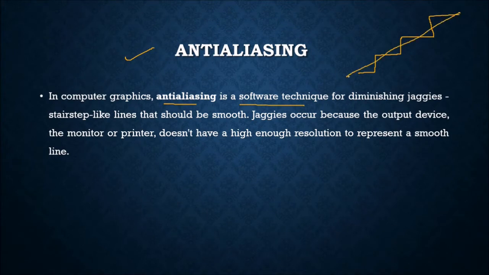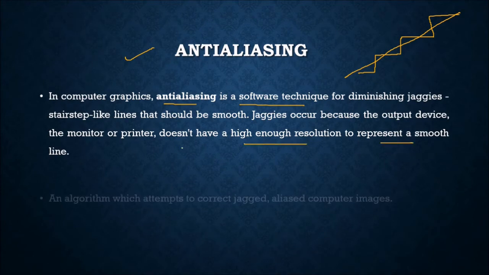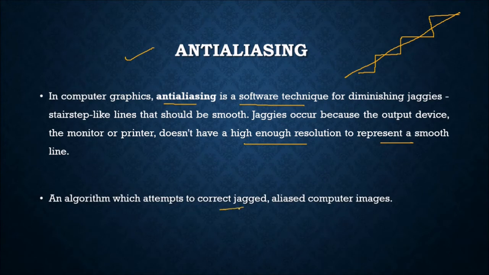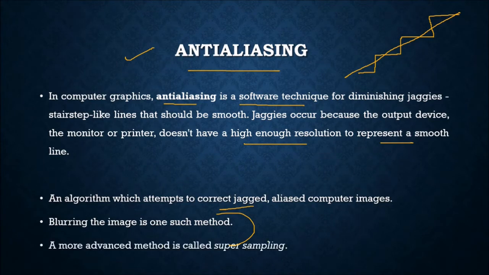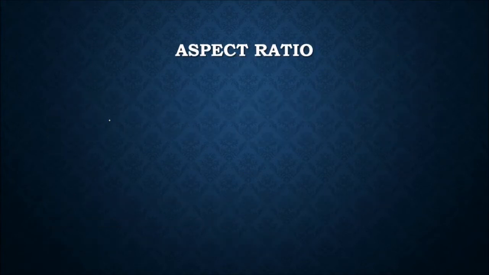It should be smooth. Jaggies occur because the output device, the monitor or the printer, doesn't have high enough resolution to represent a smooth line. So an algorithm which attempts to correct these jagged or aliased computer images by blurring the images is one such method, anti-aliasing. If the interviewer asks what techniques you use in anti-aliasing, you can answer that blurring is one of the techniques. A more advanced method is called super sampling. You can also use super sampling along with this blurring.